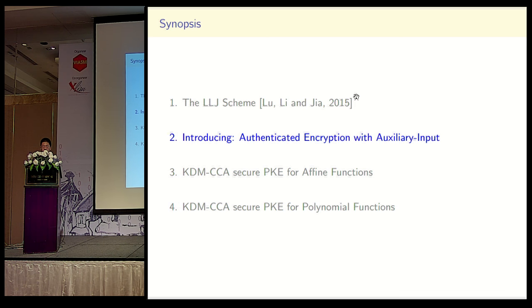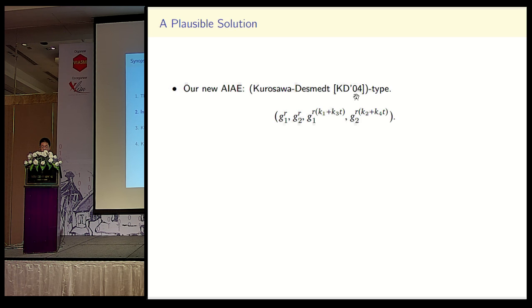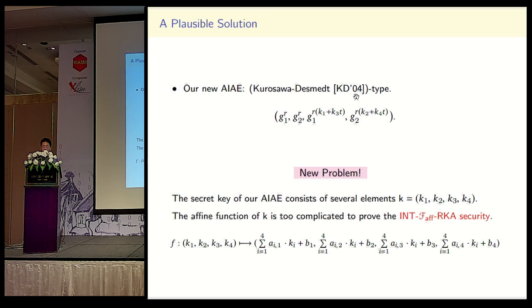Then we show our approach to KDM-CCA secure PKE by introducing a new primitive called authenticated encryption with auxiliary inputs. A plausible solution is to construct a new AE with a sound INT-RKA security, and we built such a new AE called AIAE following the Kurosawa-Desmedt type. However, a new problem arises. The security game of our AIAE consists of four elements, and the affine function of K is too complicated to prove the INT-RKA affine RKA security.